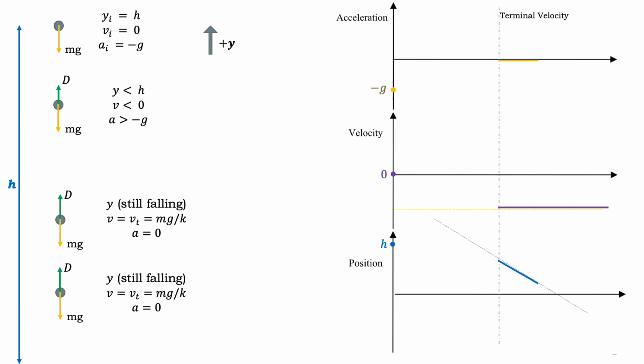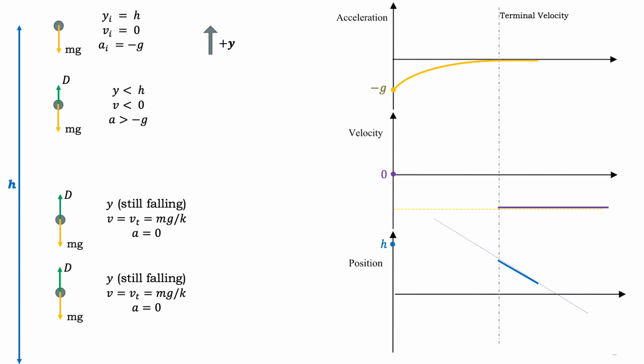However, it's still getting faster, but that acceleration is going to be something less than g. So my acceleration graph, the acceleration of the object, is going to decrease and decrease until it finally reaches zero.